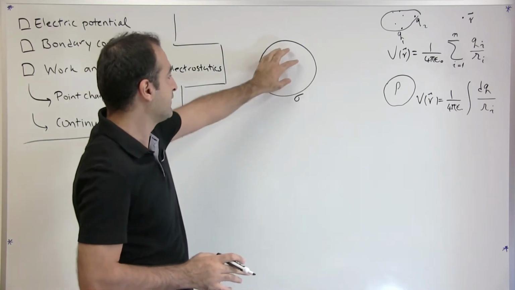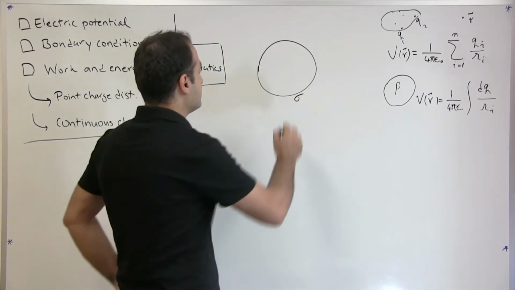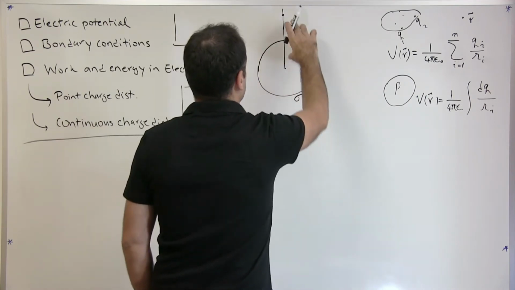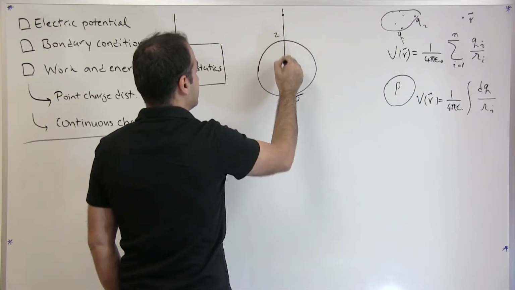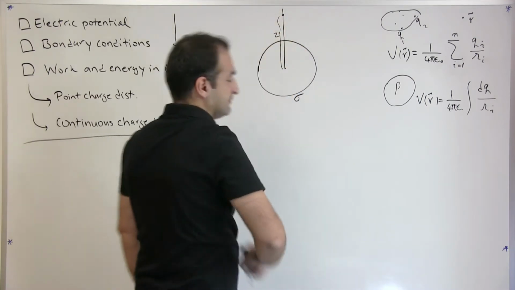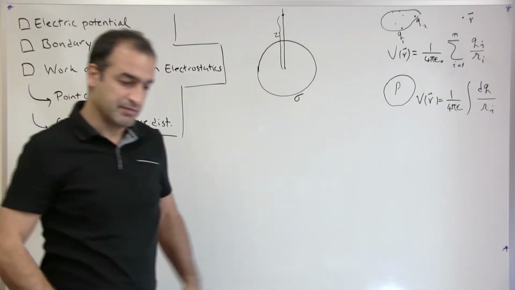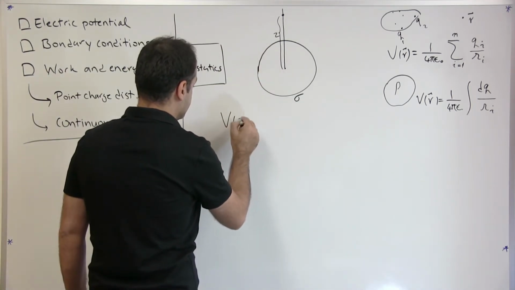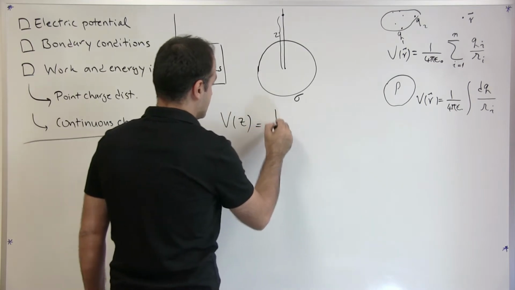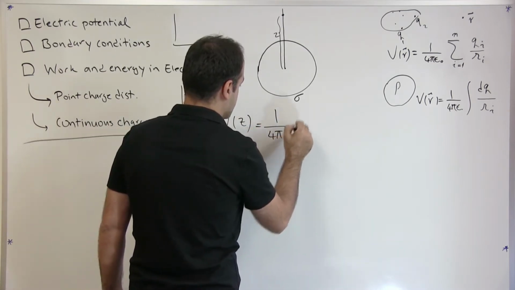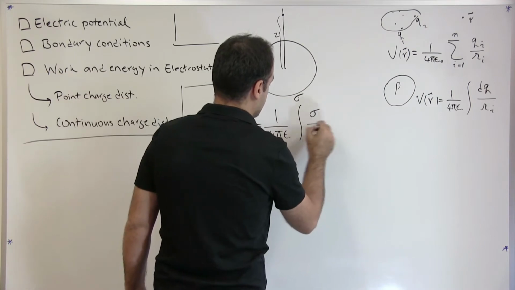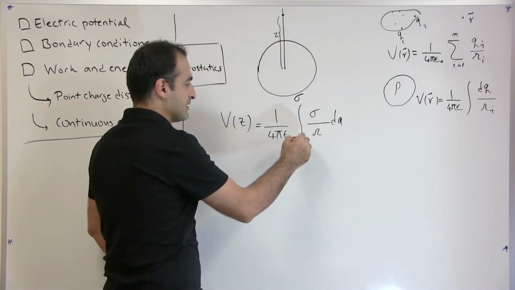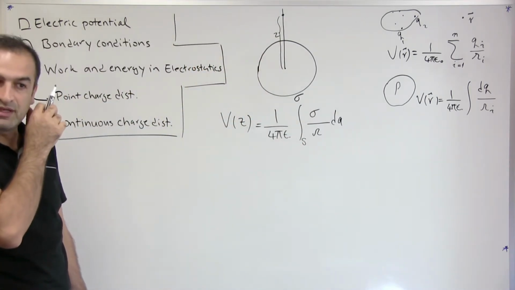Okay, so technically here we have a spherical shell with uniform charge density sigma, and the question was, what is the electric potential at a point that is sitting at a distance z from the center of the sphere. Because here we have only a surface charge distribution, the starting point was integrating. So the potential at point z is 1 over 4 pi epsilon 0 times the integral of sigma over the separation vector times dA. And this integral runs on the surface of the sphere. Okay, so we started from here.